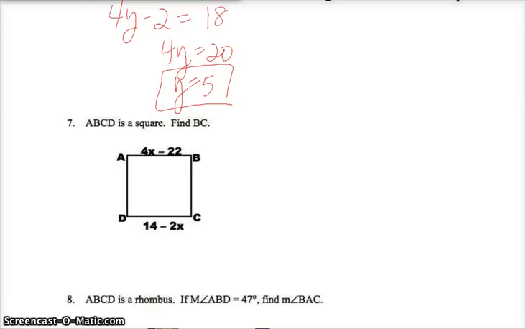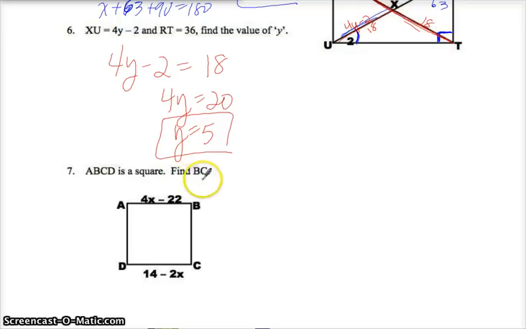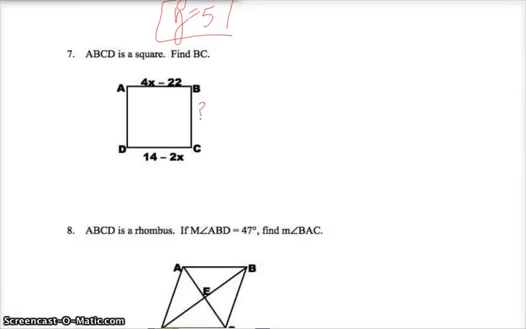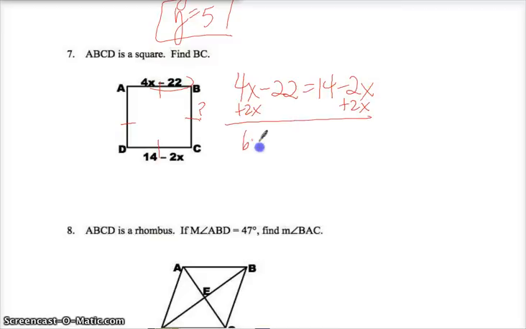Number 8, ABCD is a square. Find BC. Oh, so we have to find the length of BC. Interesting. Well, what do we know about a square? We know all 4 side lengths are congruent, and because we're talking about side lengths, we then know that 4x minus 22 has to equal 14 minus 2x. So this is going to help us solve for x, right? So we add 2x to both sides. So we get 6x, and then we add 22 to both sides. So 6x equals 36.